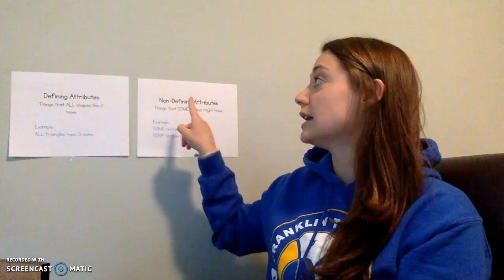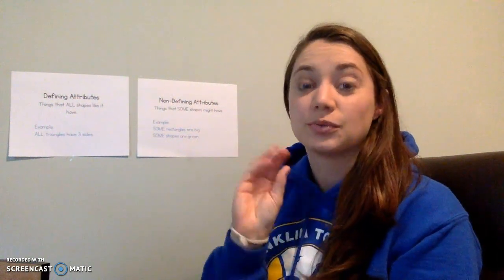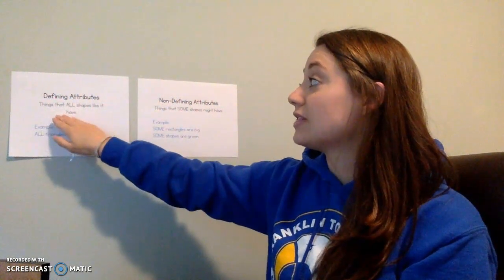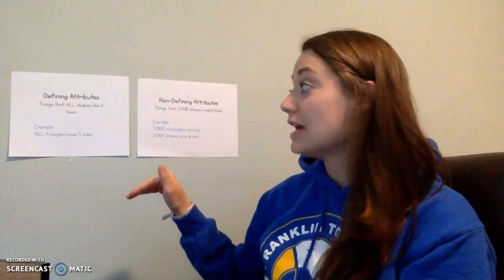Hey, today we're going to be going over defining attributes and non-defining attributes of 2D and 3D shapes. Okay, so really quick, let's go over what this means. A defining attribute of a shape is things that all shapes like that have. An example would be all triangles have three sides. So there are things that shape has to have to be named that shape.